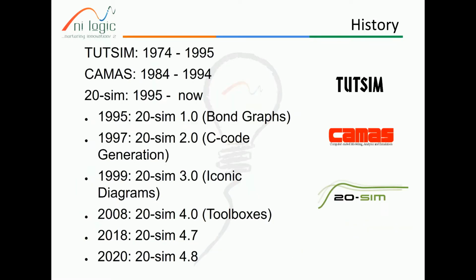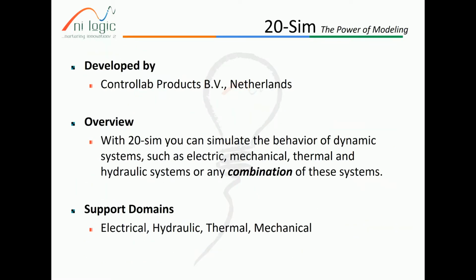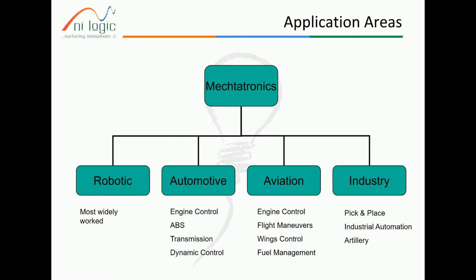It's been released, made by joint efforts of University of Twente, Netherlands. Hence the name is derived from that, Twente Sim. Okay, many people ask that question. Twente Sim can be used in various domains of mechatronics, like robotics, automotive, aviation, or industrial purposes. So there are various applications which Twente Sim supports.